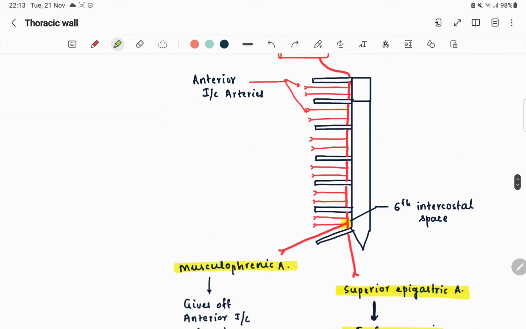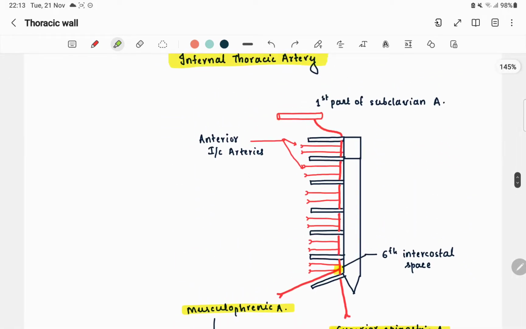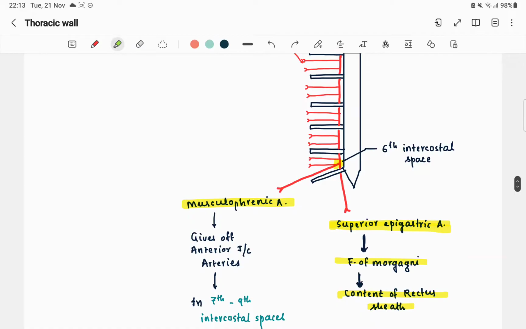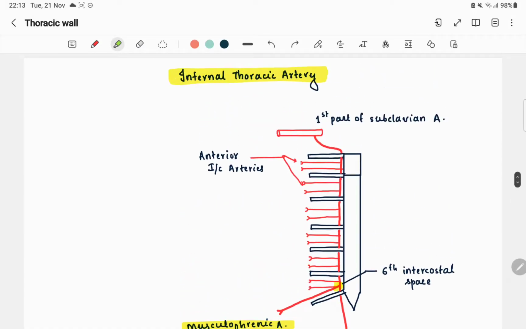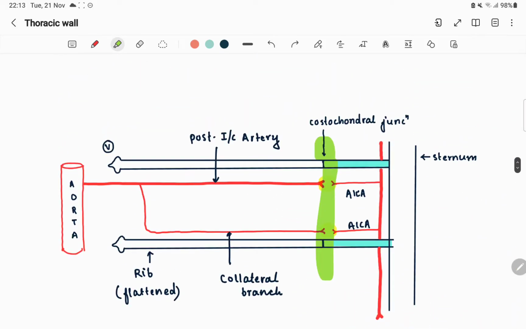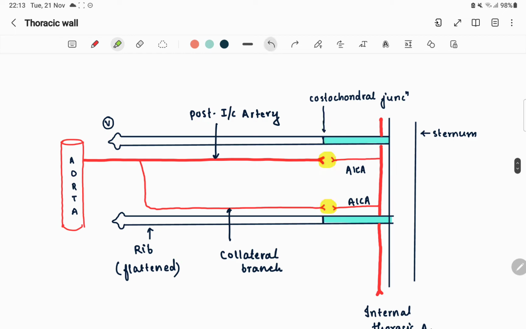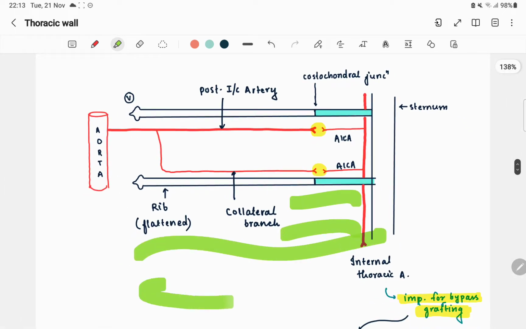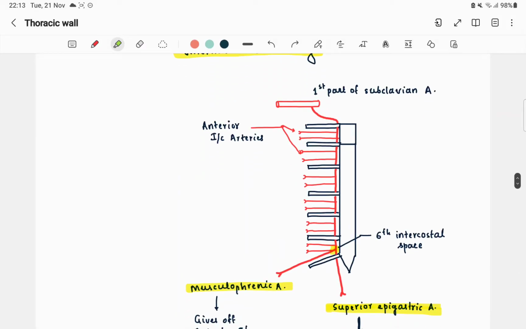Let's talk about the internal thoracic artery, its course, and how it is dividing into the musculophrenic and the superior epigastric arteries. Let's see. This is the first part of a subclavian artery. Okay, we saw here the arrangement, two AICAs are originating. So that will occur in every rib, right? That will occur in this rib and between these ribs and all. So every rib there will be AICAs. So how is it given?